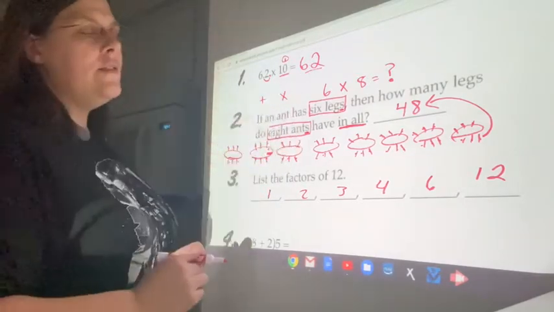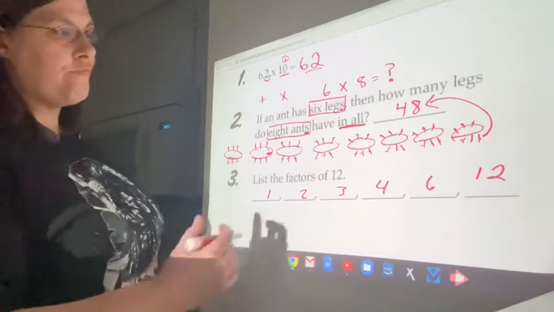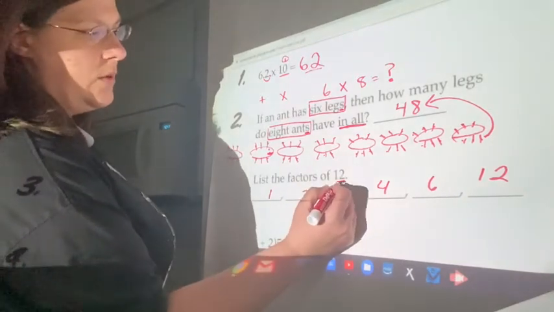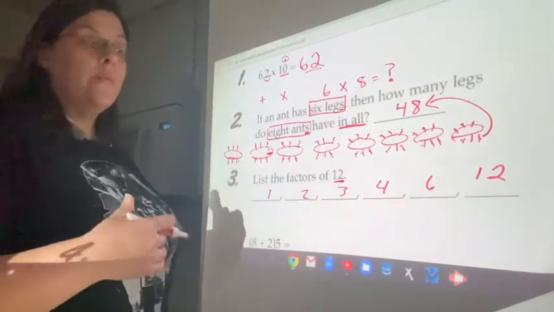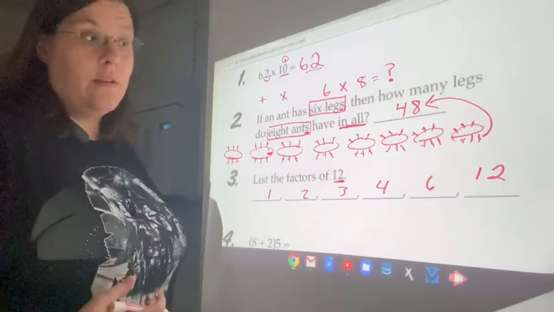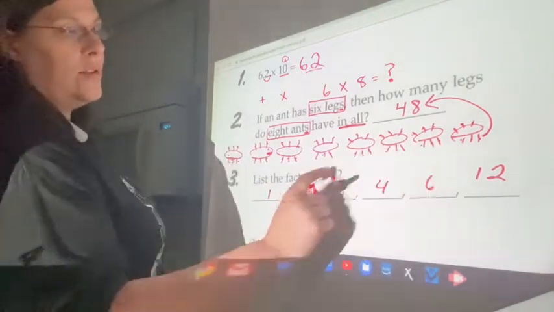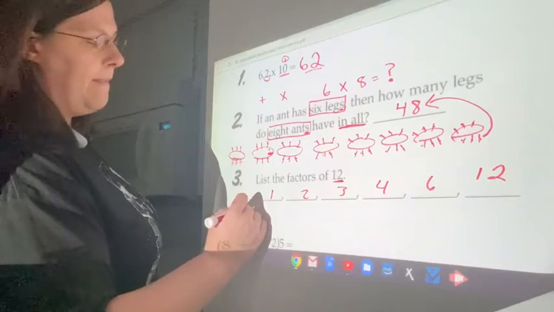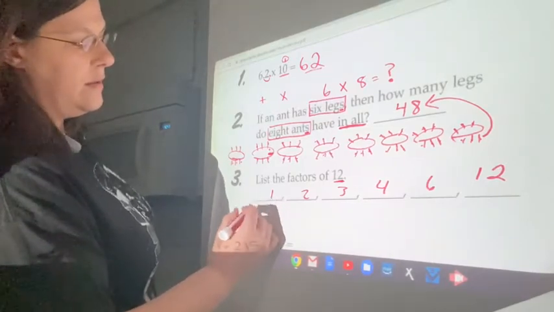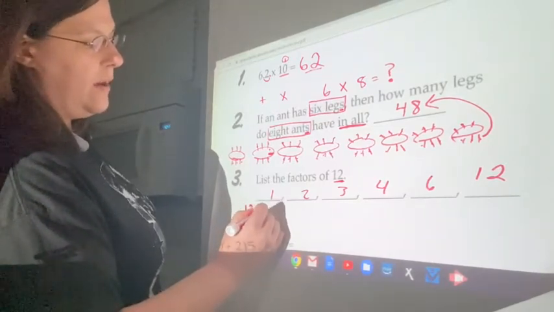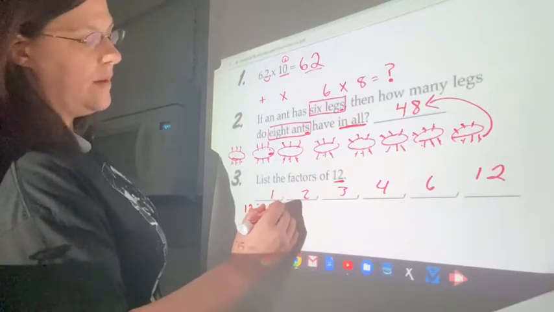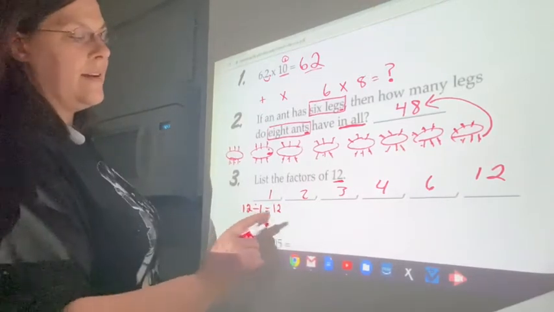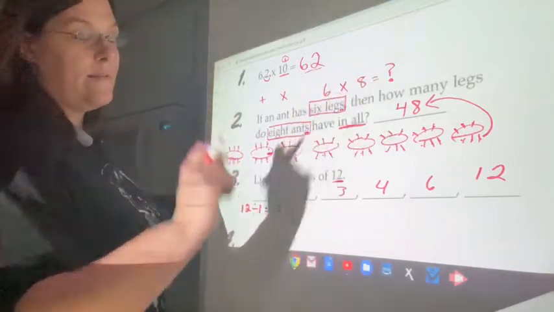So if we're also going to do this the more difficult fashion, when we're looking for factors of 12, we're looking for 12 being able to be divided evenly by something. So we can go 12 divided by 1 equals 12. There's no decimal, so that's a factor.